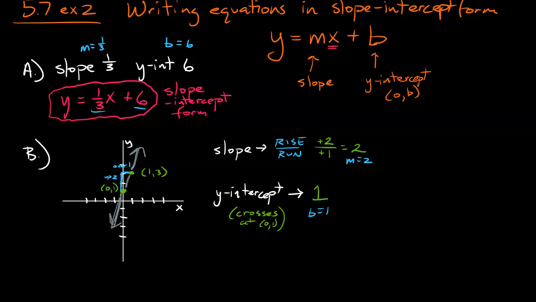I'm hoping me trying to use these colors makes it a little bit clearer, because otherwise, there could be a lot of information written there. So I've got my 2 number answers that I need, and I would write it as y equals mx plus b, where m is 2 and b is 1.